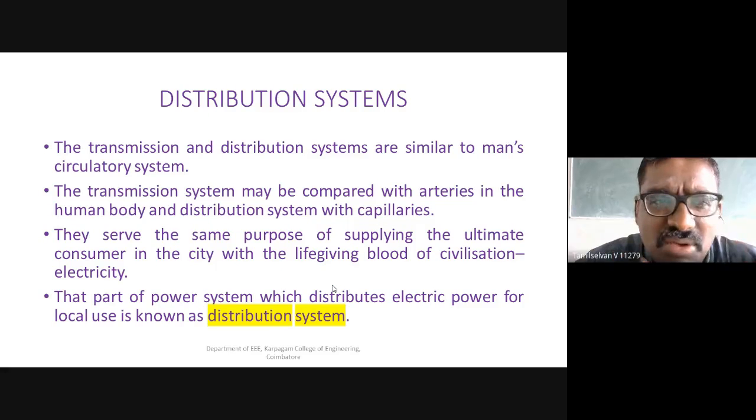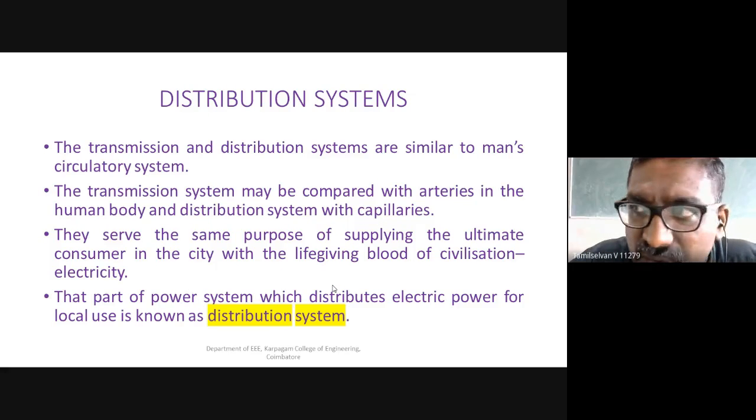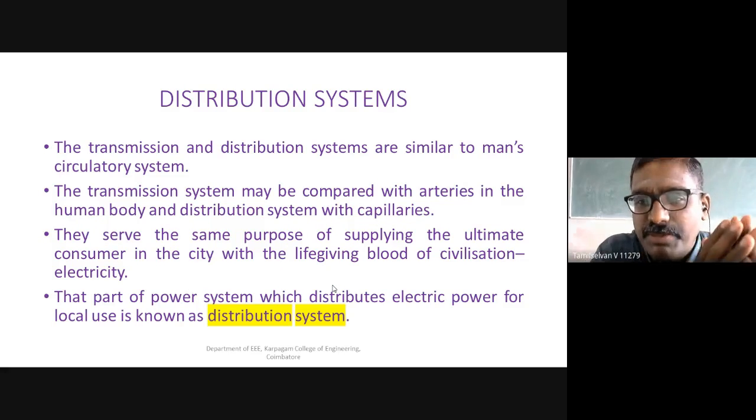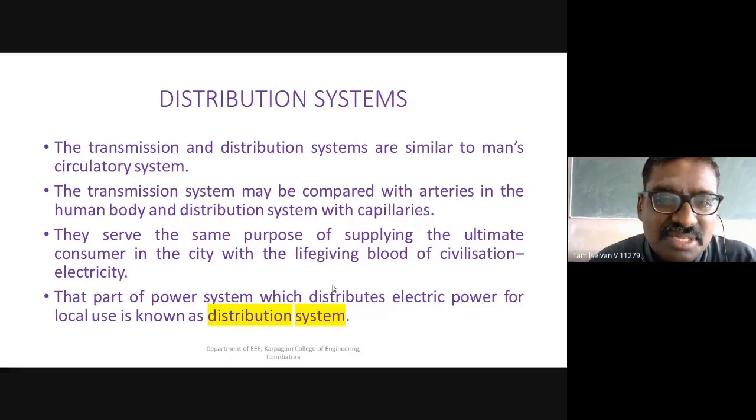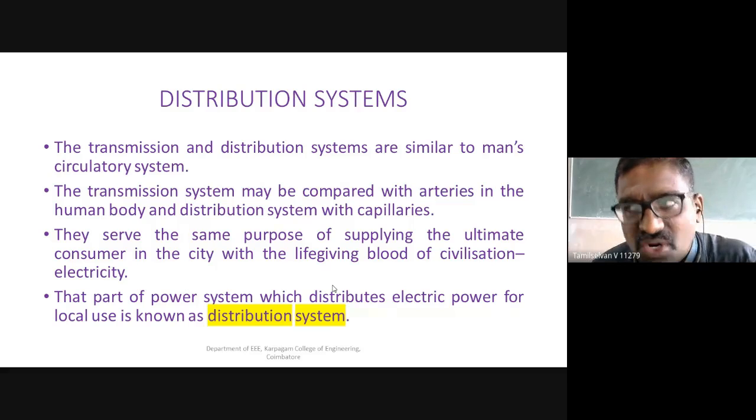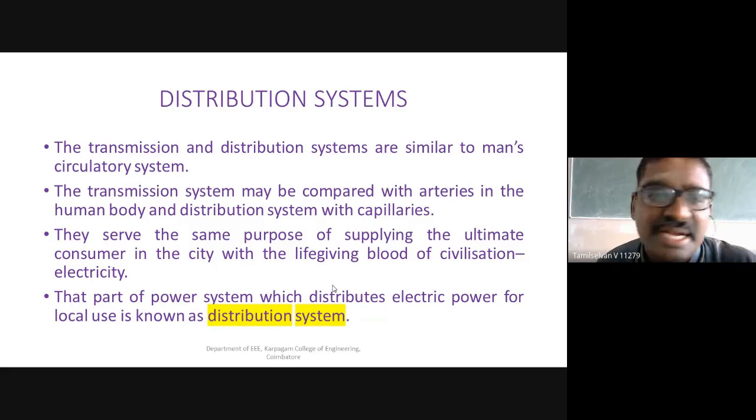So what is the distribution system? The power is generated at a generation station, stepped up, and transmitted to the receiving substation through the transmission system, where there will be primary as well as secondary transmission. Then it ends at your receiving substation. From there, the distribution system starts. There will be primary distribution as well as secondary distribution.